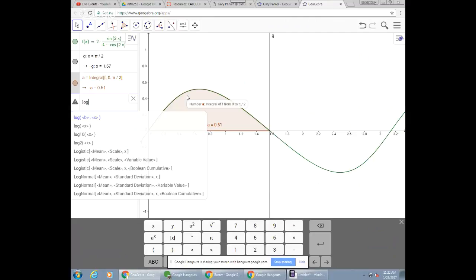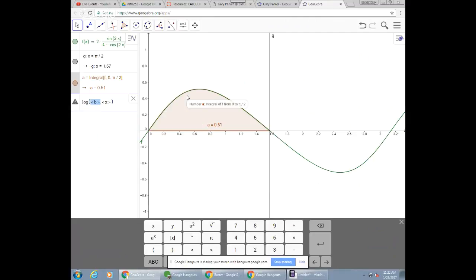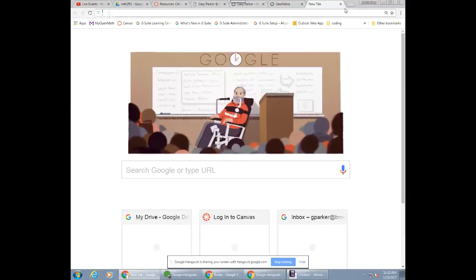Log. Base is natural log e, right? And our x value is 5/3. And 0.51. Yep, GeoGebra says the area agrees with our calculation. Cool. Very nice. All right, Wolfram Alpha, just for fun.